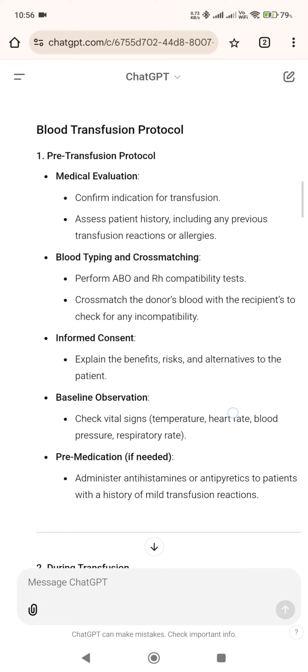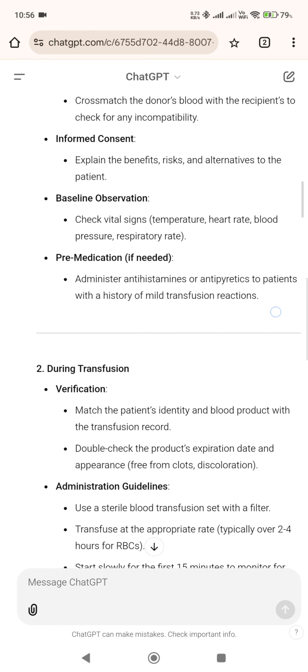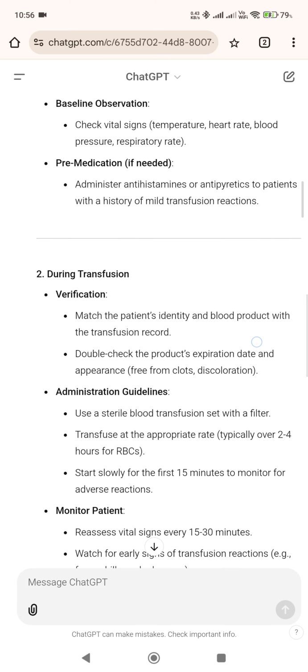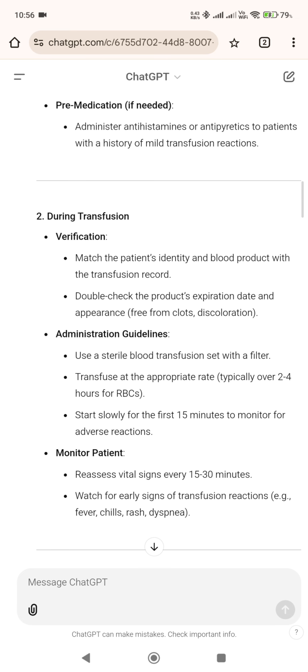Informed consent: explain the benefits, risks, and alternatives to the patient. Baseline observation: check vital signs, temperature, heart rate, blood pressure, respiratory rate. Pre-medication, if needed: administer antihistamines or antipyretics to patients with a history of mild transfusion reactions.